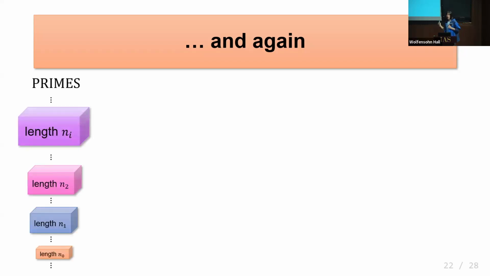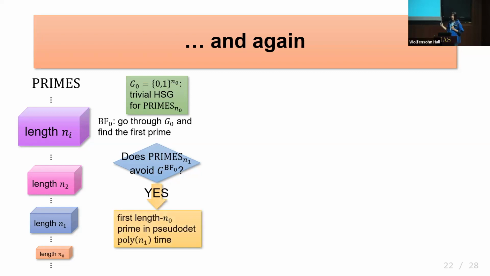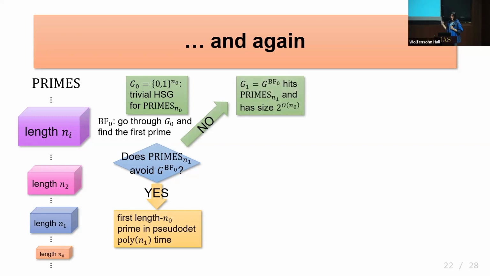So we have a lot of input lengths, N0, N1, and so on. We start with the trivial hitting set generator, which is the set 2 to the N, and we perform a win-win analysis. Can we use input length N1 to try to solve input length N0? If we can, then we solve input length N0. If we cannot, then we get a hitting set generator on input length N1 whose size is still comparable with 2 to N0.